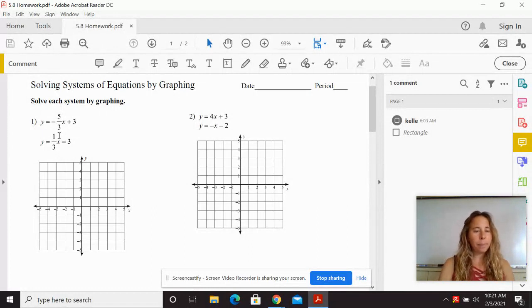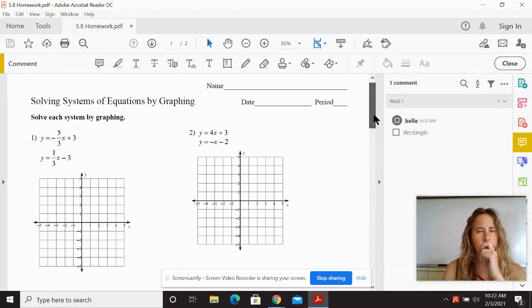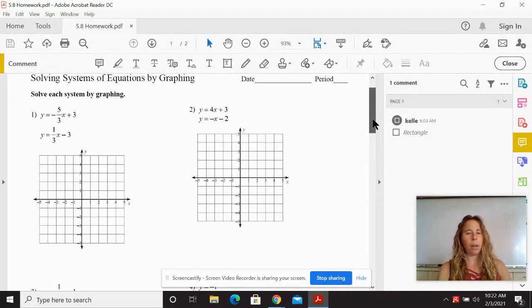So number one, y equals negative 5/3 x plus 3. We'll start with that one. Didn't I write on here? I thought I wrote something on here. Okay, well, I hope I did. If not, I'll go check after this.